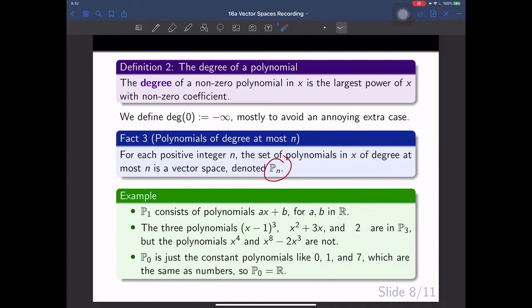For example, this cubic polynomial is in P3, this quadratic polynomial is in P3, this constant polynomial is in P3, but a polynomial like x to the 4th is not, because 4 is bigger than 3, and this polynomial has degree 8, so it is not in P3. P0 is just the set of constant polynomials, so P0 is really the same as the set of real numbers.